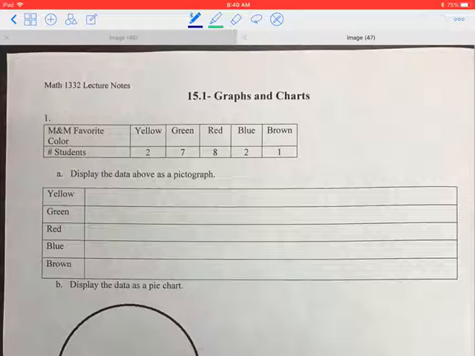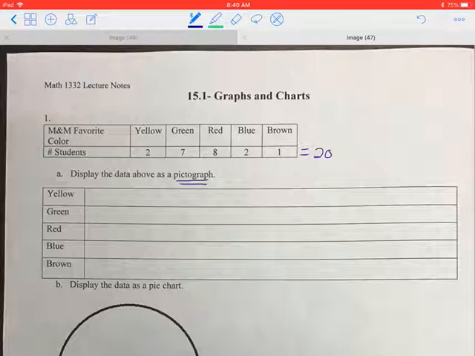I like to know the total number of students, so I'm going to go ahead and add those up, and that does come out to be 20 students. So we're going to talk about other ways to display this data. One is what's called a pictograph. And in this case, we do need some kind of a picture.